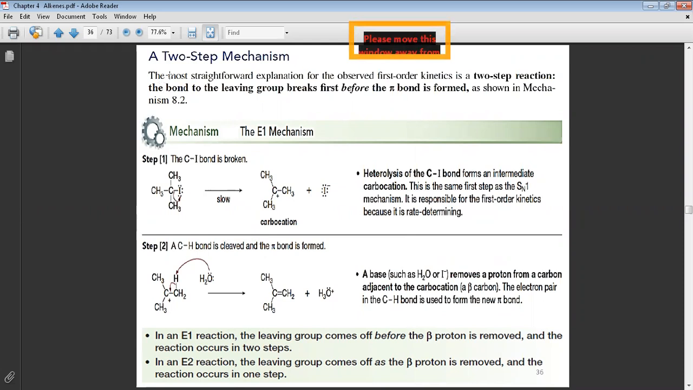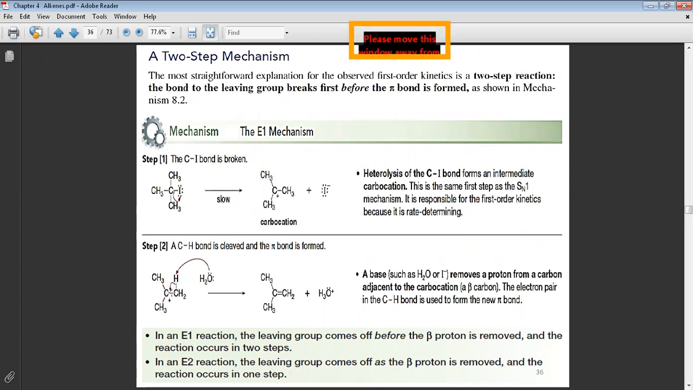Then he said the most straightforward explanation for the observed first order kinetics is the two-step reaction. That means we have two steps. Look, the bond to the leaving group breaks first before the pi bond is formed. That means this bond between the leaving group and the carbon will be broken first, and then this bond here between the base and the proton will be formed, and then the pi bond will be formed.